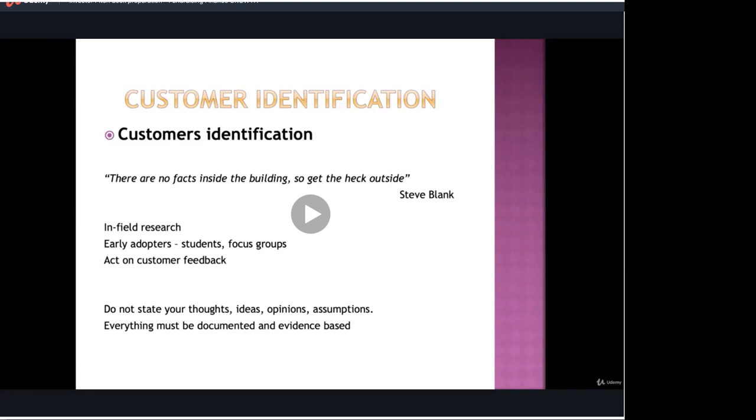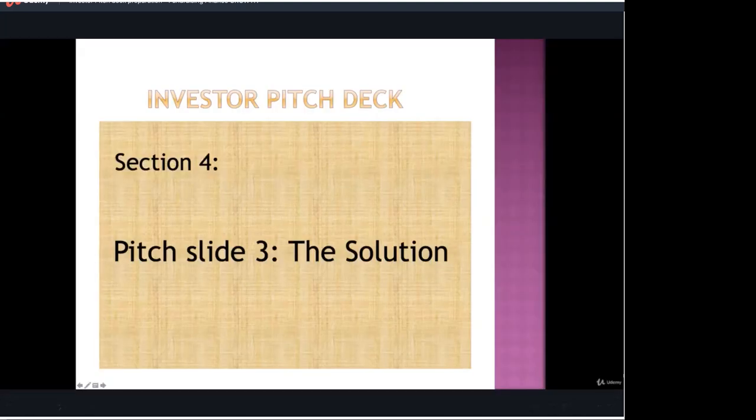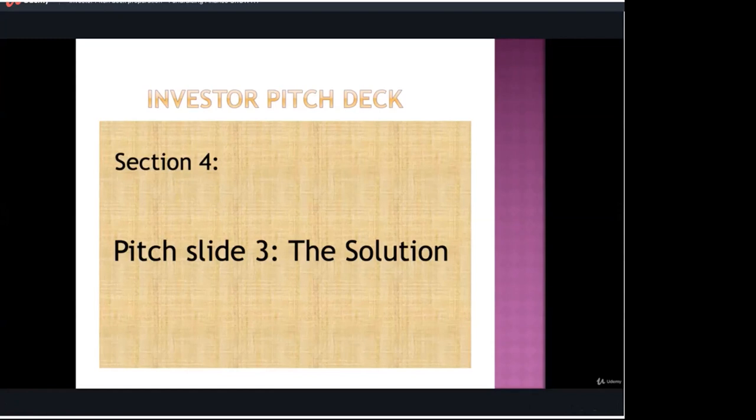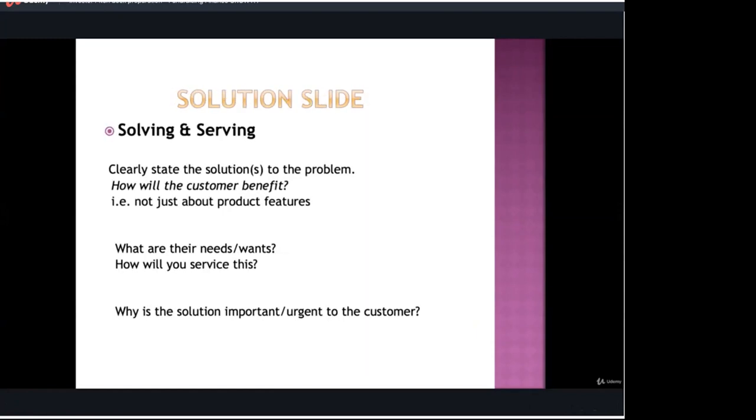Let's look at the solution now. Section 4, pitch slide 3, the solution. Solving and serving. Clearly state the solutions to the problem. Make sure to state 3 main problems and the corresponding 3 solutions. So, each problem will have a unique match to each solution.